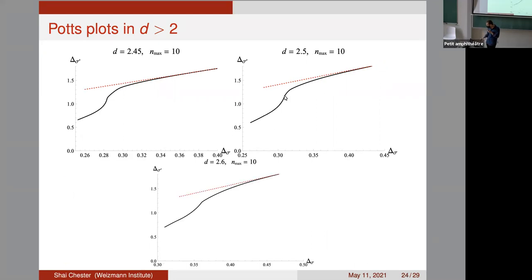Okay, so now we can continue looking at increasingly higher spacetime dimension. Here I show 2.45, 2.5, and 2.6. As you see in these plots, both kinks are just completely disappearing. In 2.45, you can still see the tricritical kink. In 2.5, it's pretty hard to see for me. In 2.6, I don't think you see it at all, basically.